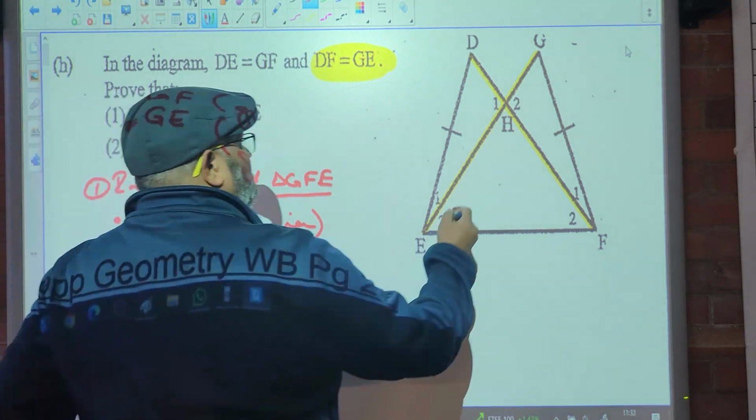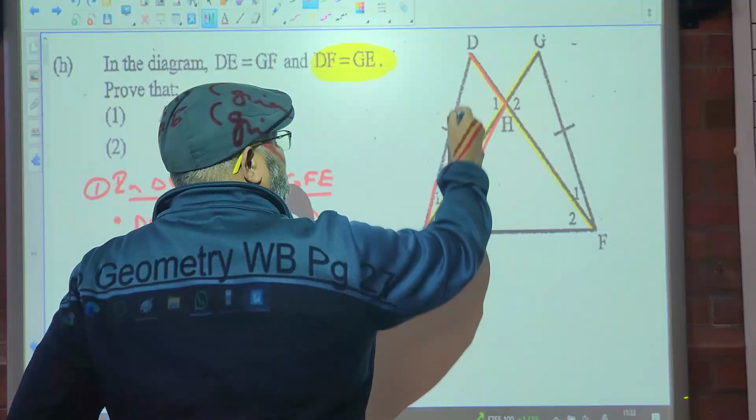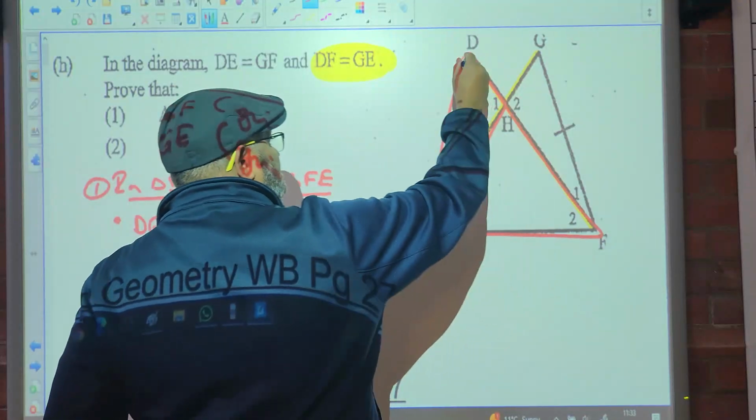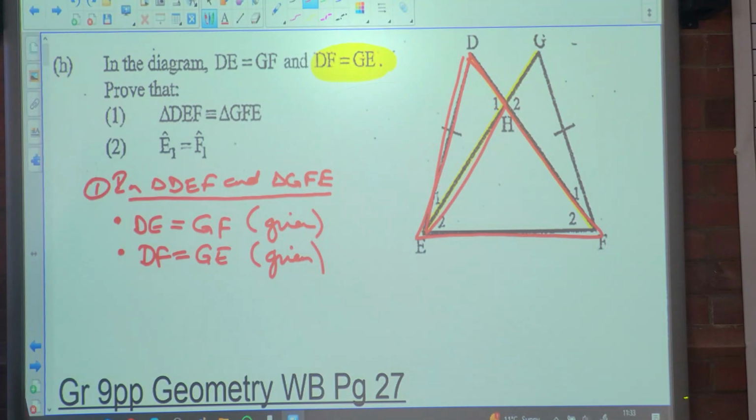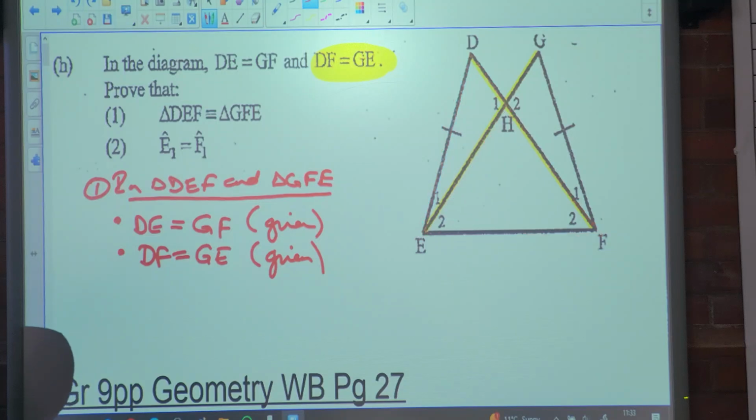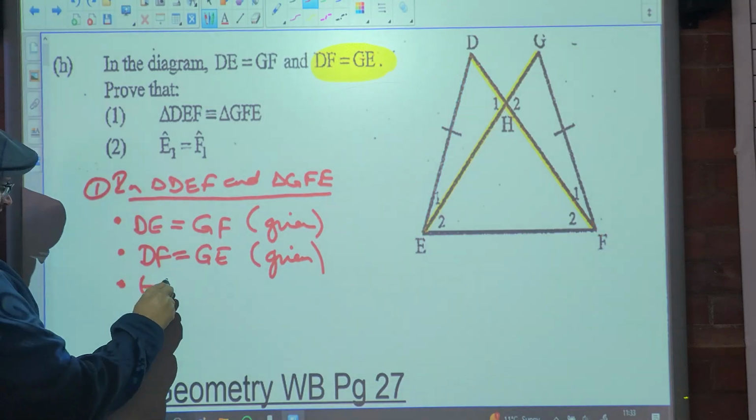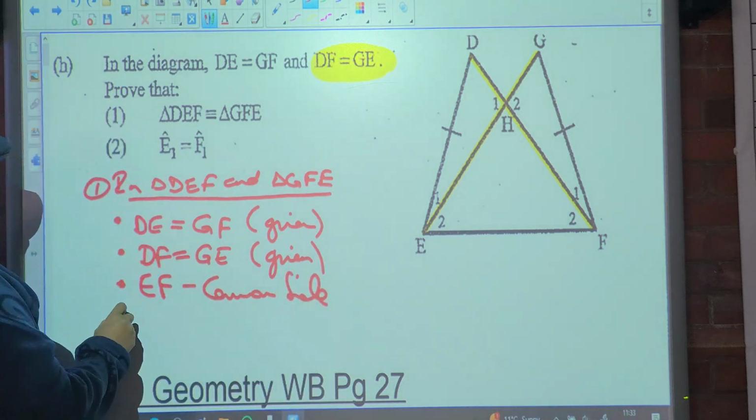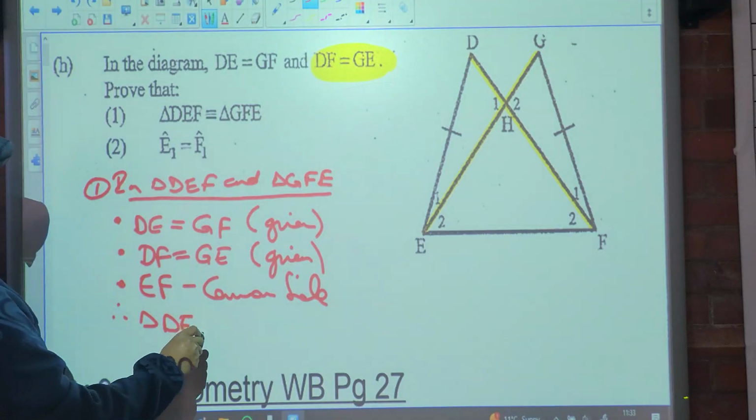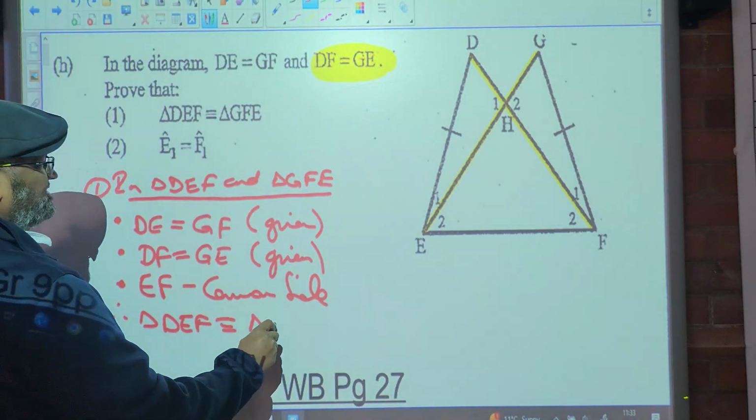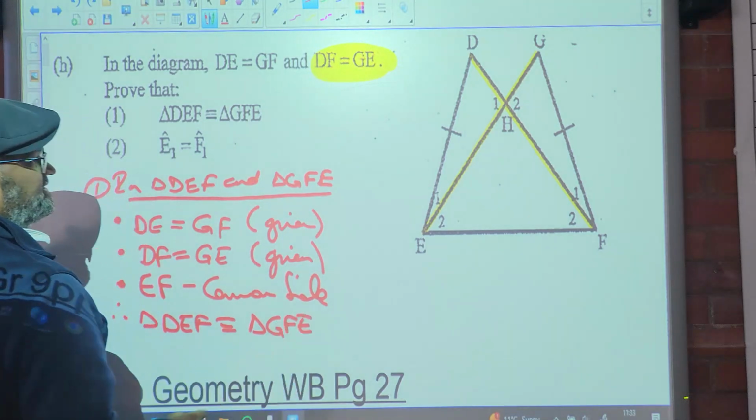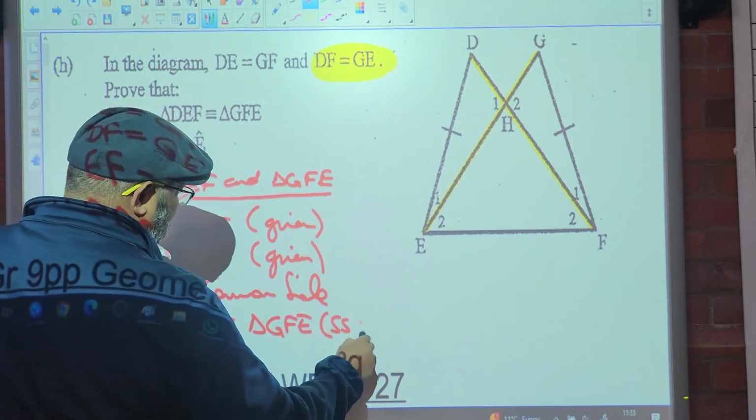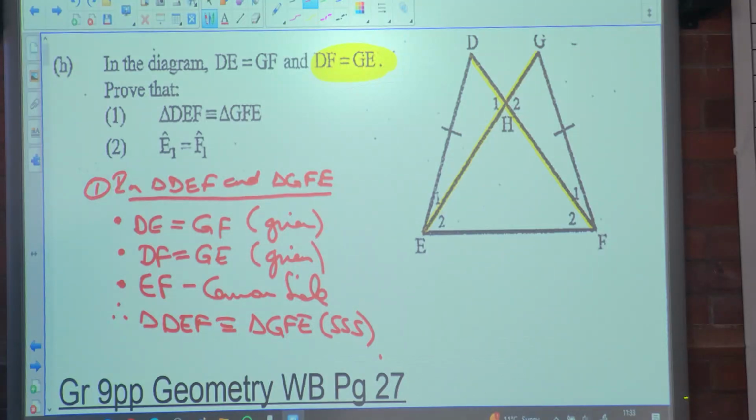Not H1 and H2. We're not in triangle DHE. We're in the big triangle. So we're not even cutting H there, or H is not even a vertex angle. You understand? So what do we say? EF, the common side. So therefore triangle DEF is congruent to triangle GFE. Why? Side, side, side. Okay.